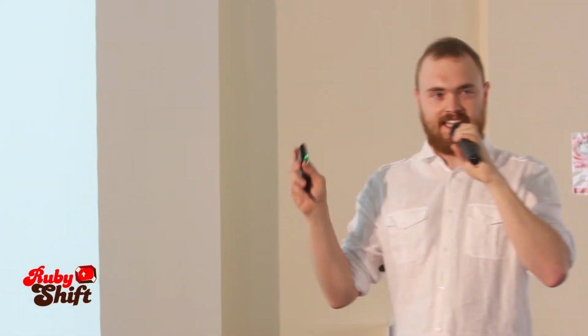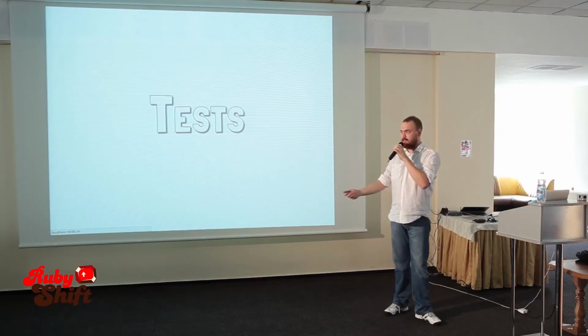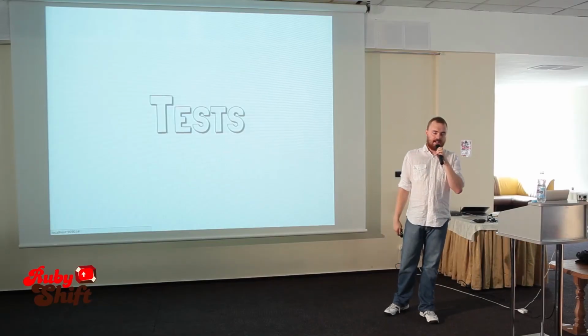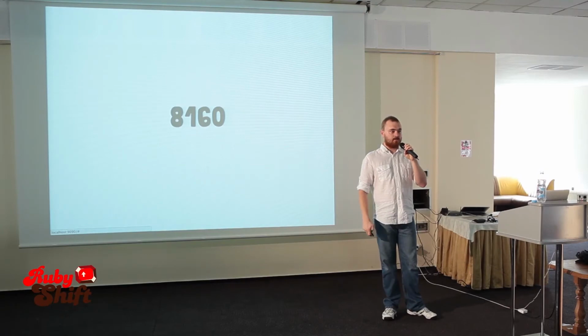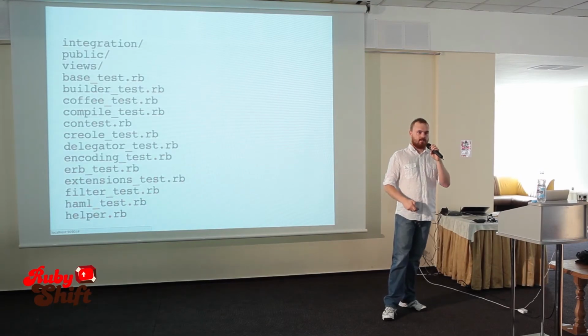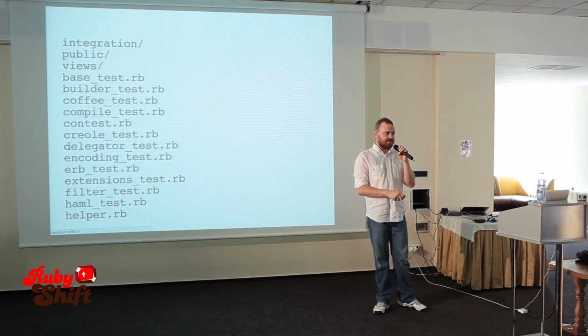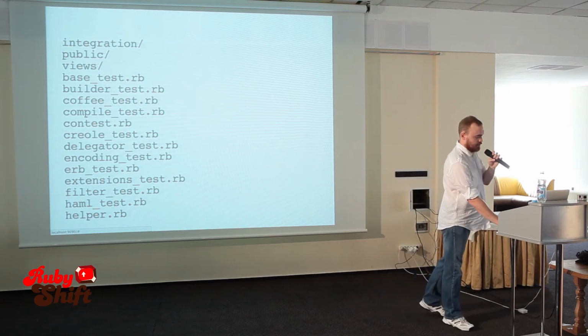Sinatra, of course, has some tests. And when you're developing open source software, you have to write tests, otherwise people will boo at you, write a blog post and say, oh, your software sucks because it lacks tests. So Sinatra has more than 8,000 lines of tests. It's 4 to 5 for each line of code, so it's plenty. So there are mostly tests for everything. We will look at one of these.